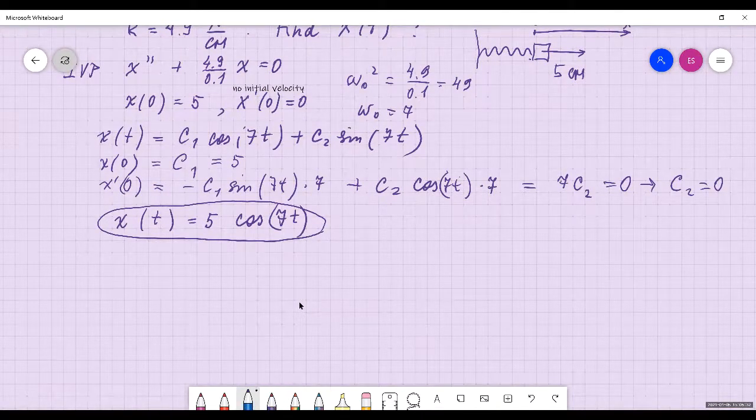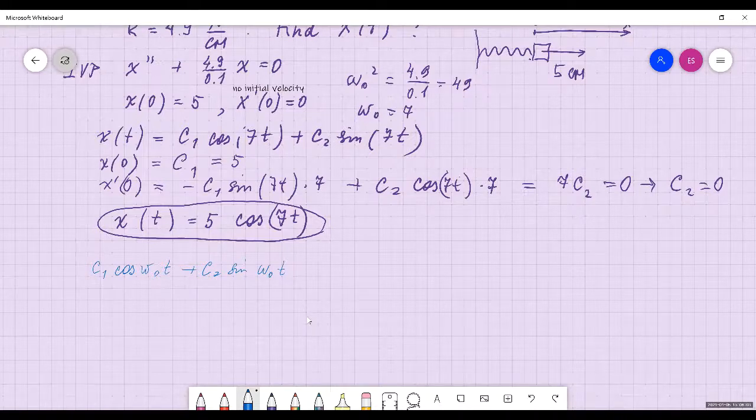Let me check my marker. So if you have the expression C1 cosine of, let's say, omega 0t plus C2 sine of omega 0t, you can represent it as one function, either sine or cosine, using a special trick we teach in trigonometry.